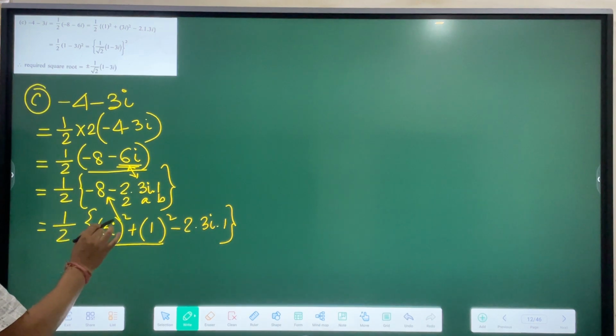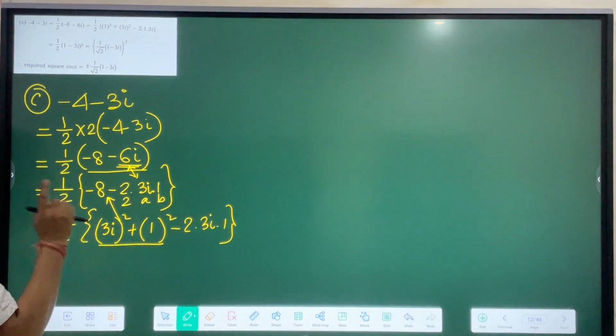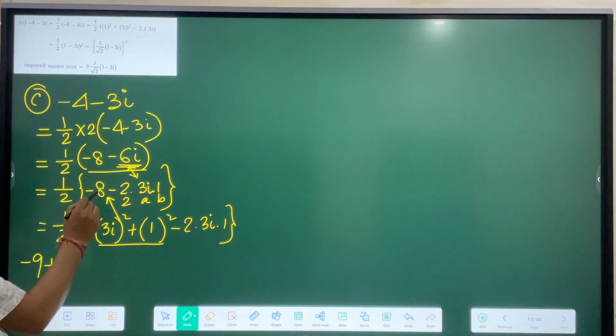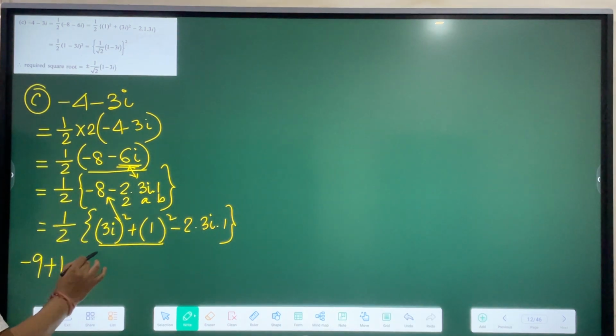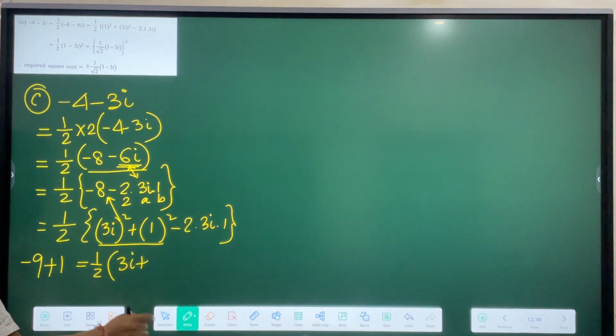Let us do the calculation. Let us verify that whatever we have written is correct. 3i square is minus 9. 1 square is 1 only. So minus 9 plus 1 is minus 8. So that is correct, what we have written. So 1 by 2, 3i minus 1.